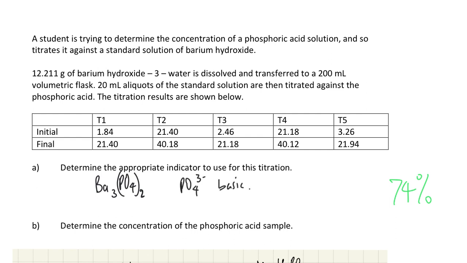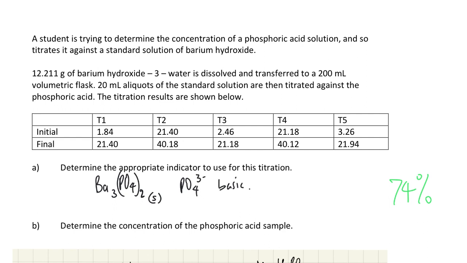Now you might ask, well, wait a minute, barium phosphate is actually insoluble, right? That's true. What will actually happen is that whilst it says it's insoluble, there is a very small amount that actually does dissolve. So there's just a very low concentration of barium and phosphate ions in solution. And then those PO4 ions that are in solution will be basic, right?